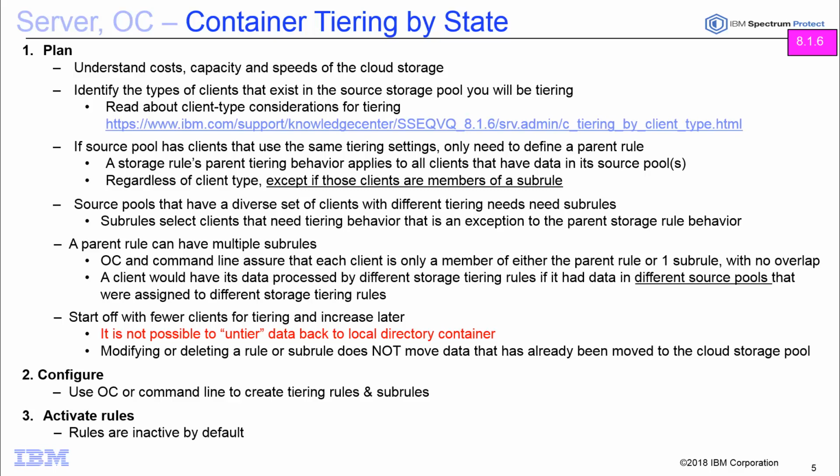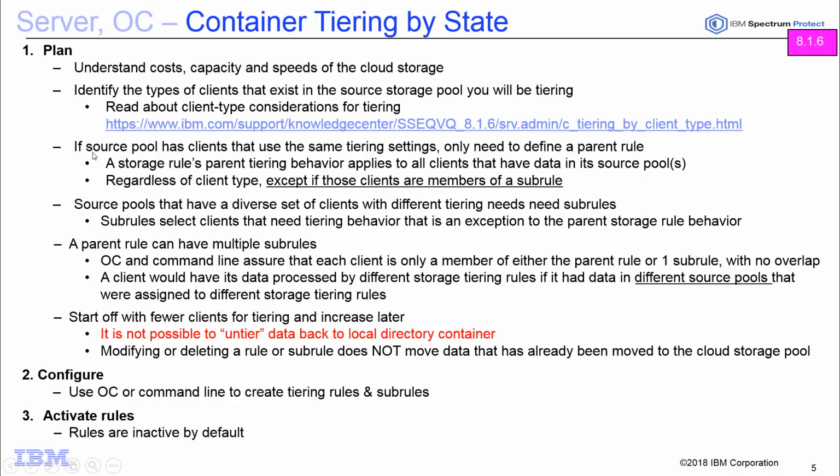The next step you need to do is take a look at the type of clients that are storing their backups inside of the directory container you're going to create a tiering rule for. Now, we do have specific suggestions for different types of data, and I do have a link to that here. I'll show you that chart in a bit so we can walk through it.